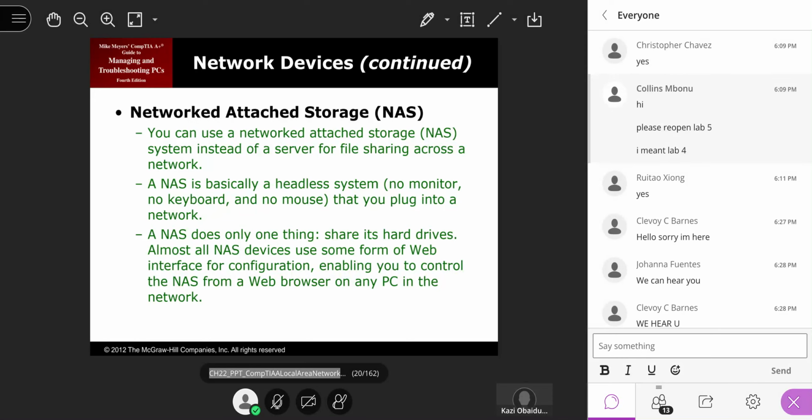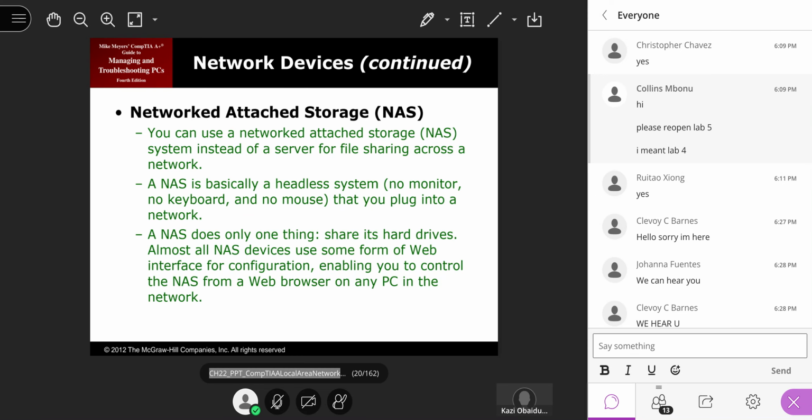So it does only one thing: it shares its hard drives. Hard drives are something related to memory, right? Storage. It shares its storage. What is stored there is shared to wherever it is needed. Almost all NAS devices use some form of web interface for configuration, enabling you to control the NAS from a web browser on any PC in the network.